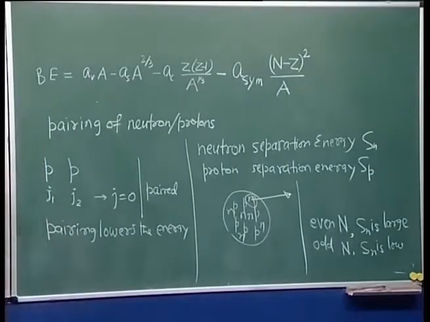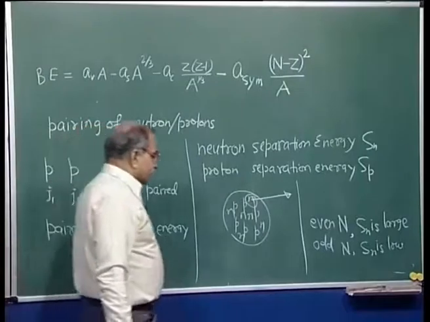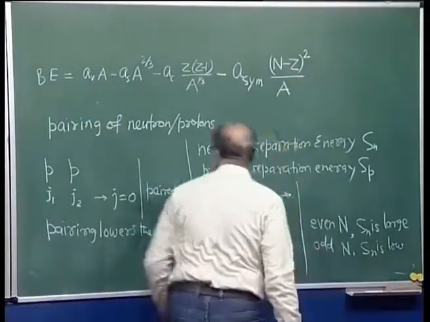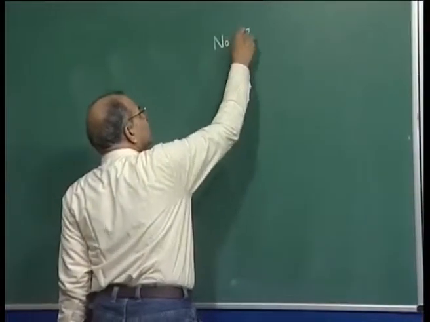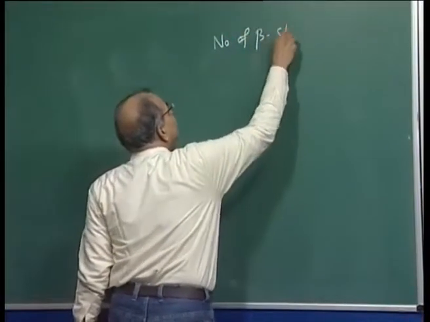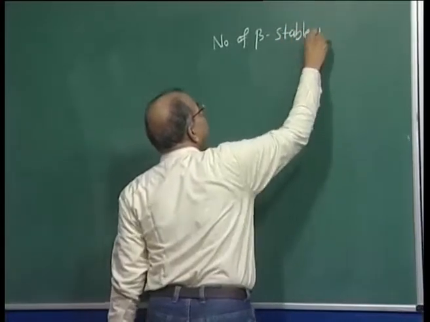Another evidence for that is the number of beta stable nuclei. Number of beta stable. What does this mean, beta stable?